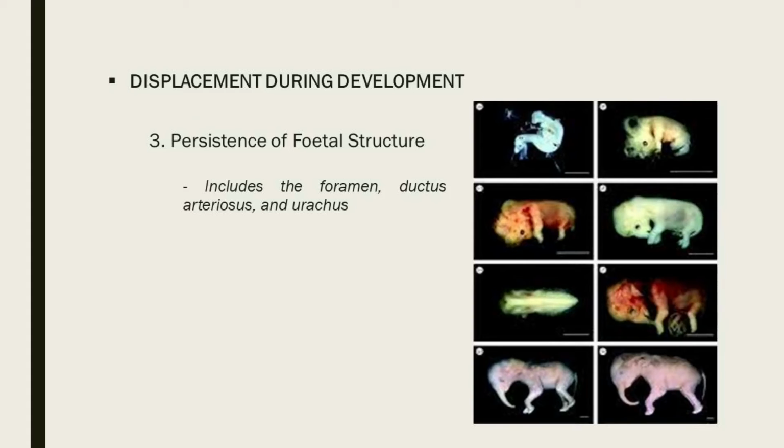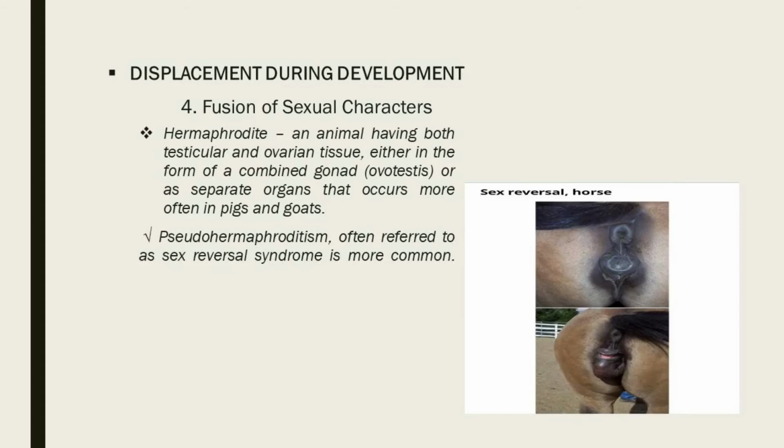In fetal life, blood entering the right heart largely bypasses the non-functional lungs through either the foramen ovale or the ductus arteriosus. Persistence of a normal fetal structure, the ductus arteriosus, after birth allows for shunting of blood from the descending aorta to the pulmonary artery, leading to volume overload and subsequently left heart failure. Number 4 is the fusion of sexual characters.